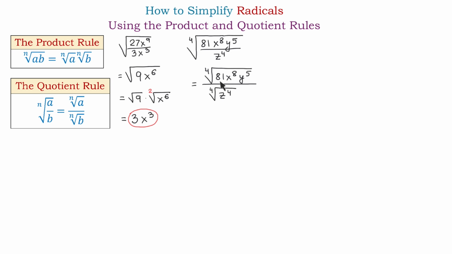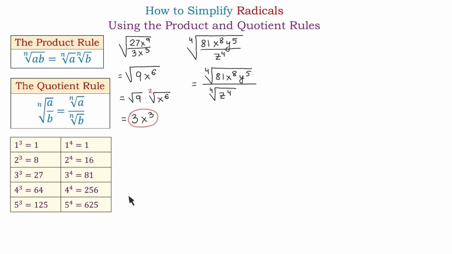So let's start with 81. What is the fourth root of 81? If we look at this table, we see that 3 to the 4th power equals 81. So then, the fourth root of 81 will be 3. Now, what about the fourth root of x to the 8th power? Recall that to get the new exponent, we need to divide the exponent 8 by the index 4. And 8 divided by 4 is 2, so the fourth root of x to the 8th power will be x squared.